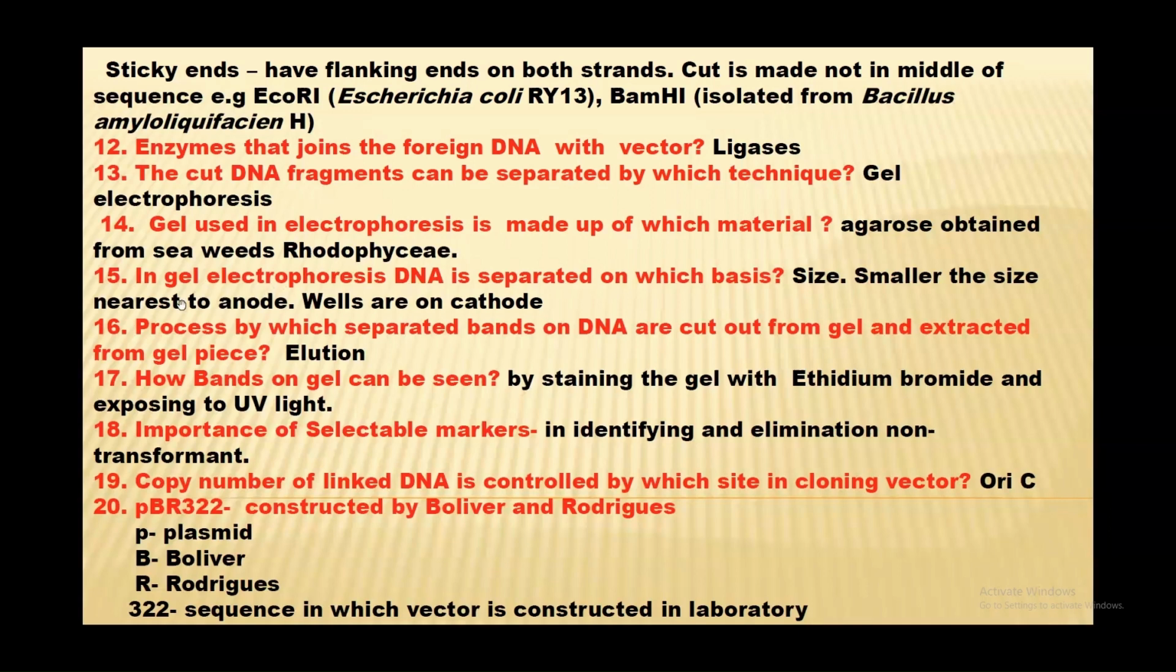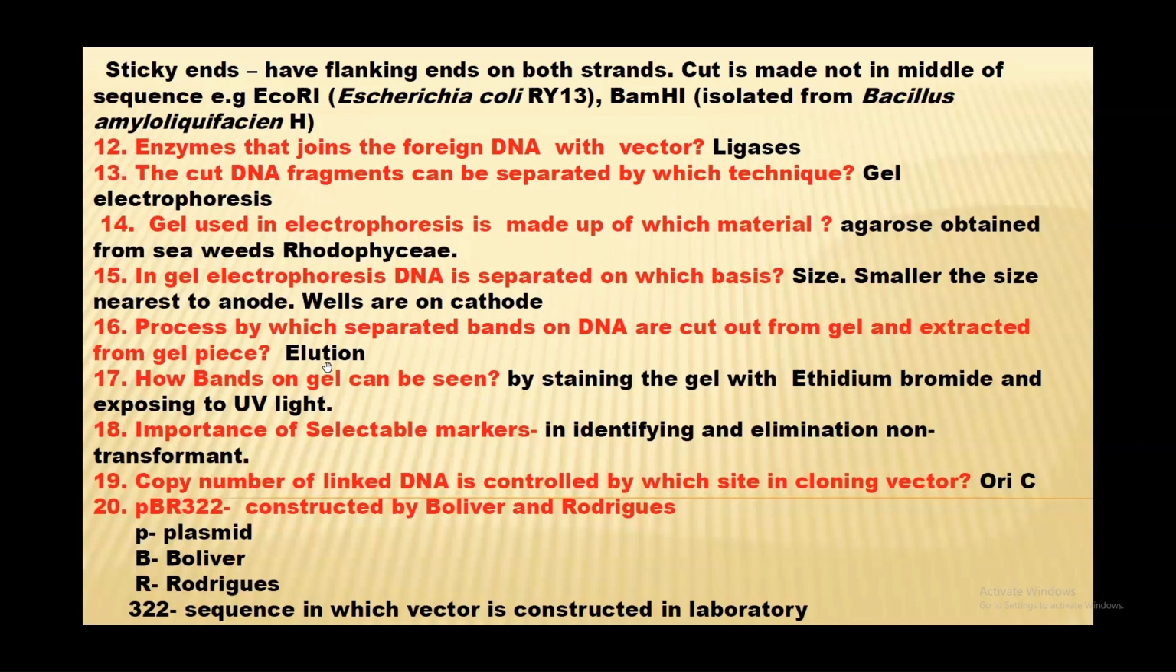See the next one. In gel electrophoresis, DNA is separated on which basis? In gel electrophoresis, DNA is separated based on size. The smaller the size, the nearer to the anode; wells are on the cathode side. The 16th point: the process by which separated bands of DNA are cut out from the gel and extracted from the gel piece. The separation of DNA from the gel after electrophoresis is called elution.